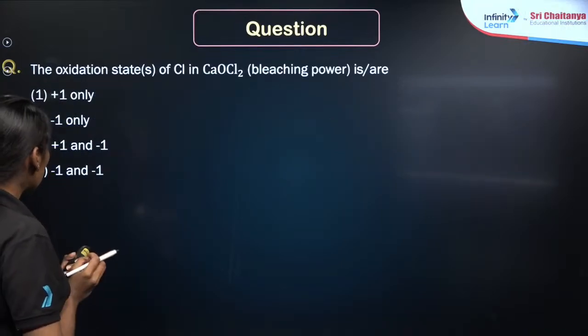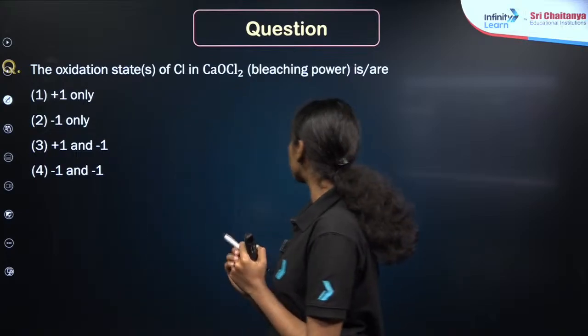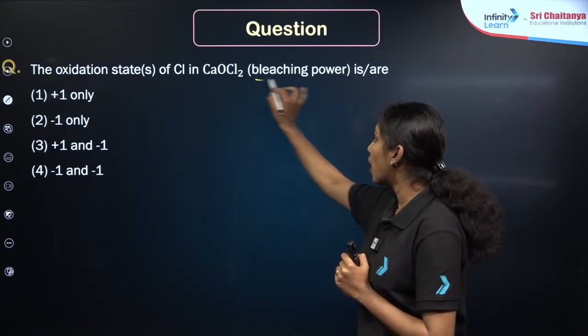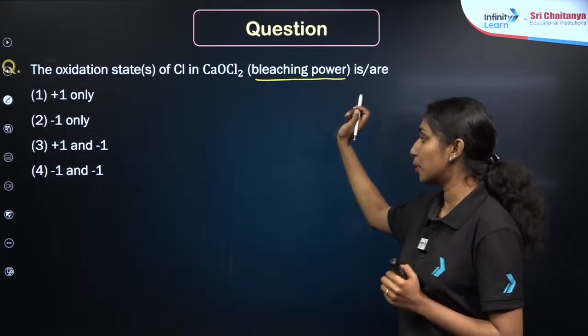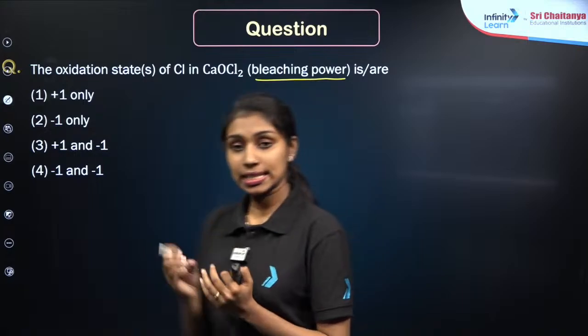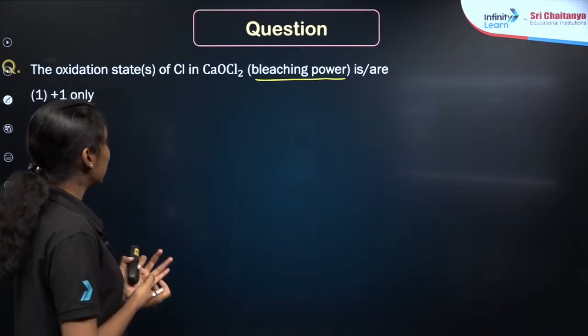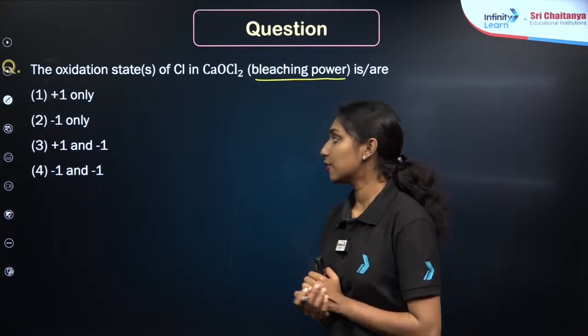Here is the next question. The oxidation state or states of chlorine in CaOCl2, otherwise bleaching powder, is or are. Two chlorine atoms are present here in the case of bleaching powder. What are their oxidation states? This is a special case of structure, right? We have to find out the oxidation number using their structure only. What will be the answer?